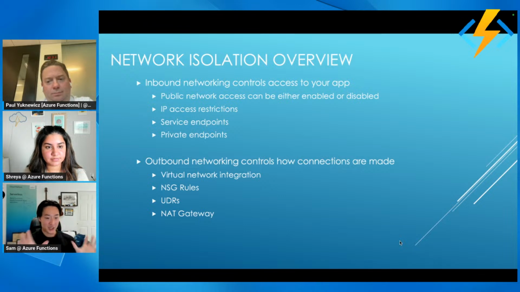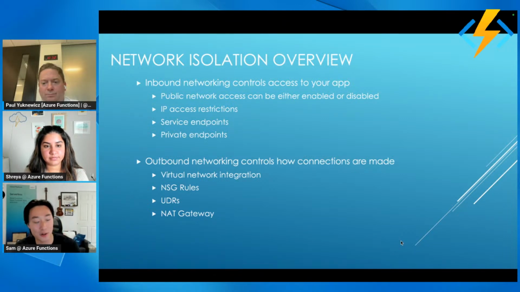Now, I just overviewed the inbound controls. What can access my resource? Now let's talk about outbound networking. And this is important because your function app does have to access other resources. So we want to make sure that when your function app talks to storage or a service bus, it's doing it through the most secure channel.